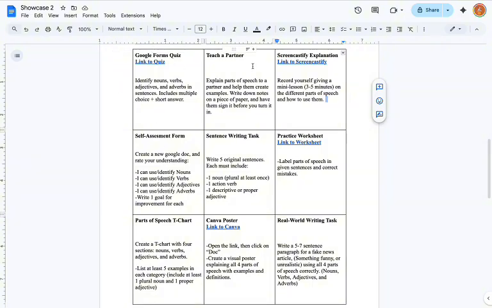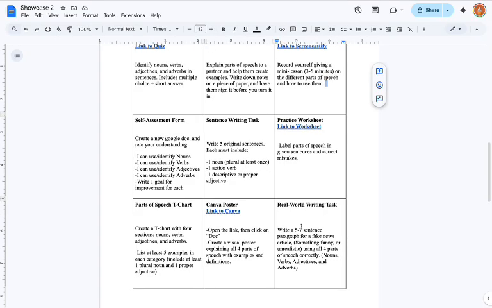We have the teach a partner assignment, which is summative, as it is explaining parts of speech to a partner. It's summarizing it all and teaching that partner. So that'd be summative. As well as the Screencastify explanation, I feel is summative, as it's also having them teach. The sentence writing task is formative, because they're writing sentences and using those skills, and then the real world writing task is also formative for that same reason.